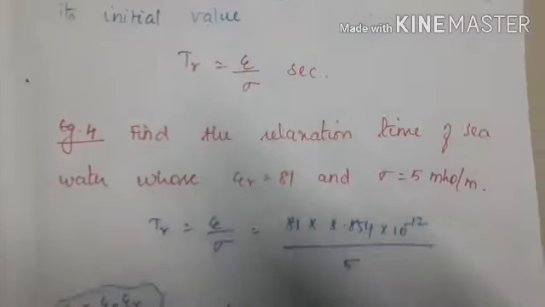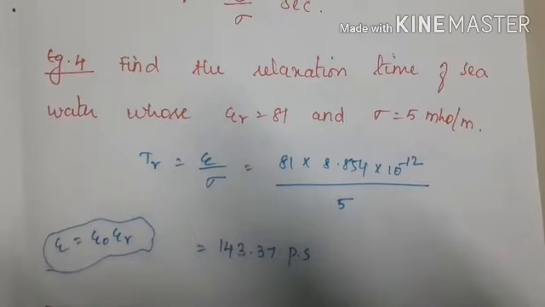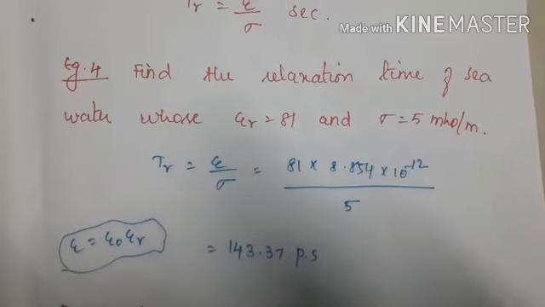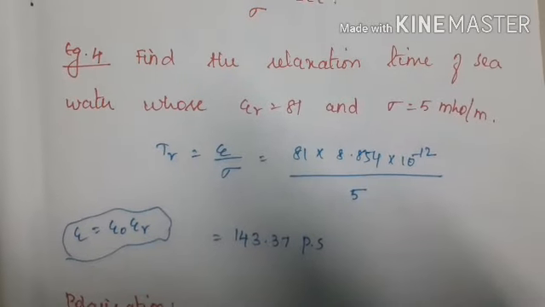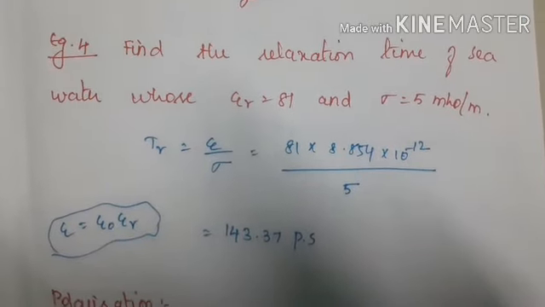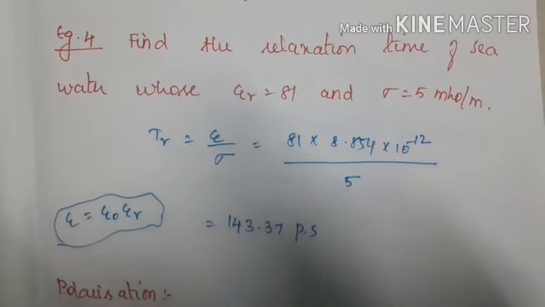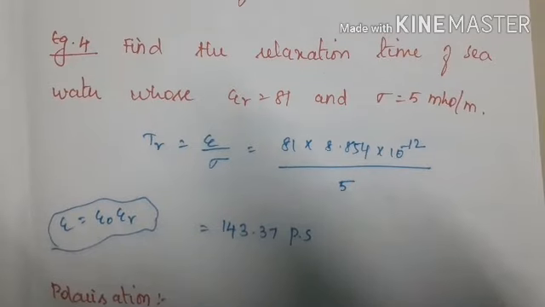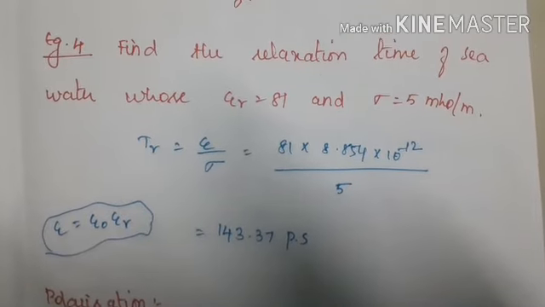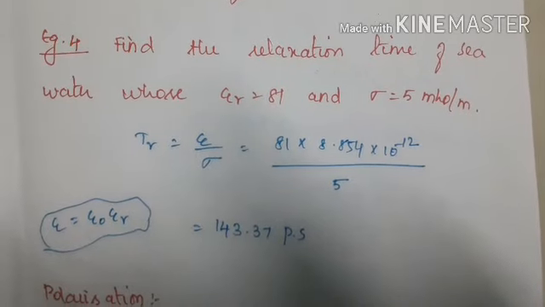Now we will see the problem based on this relaxation time. Find the relaxation time of seawater. They can give you any type of material, and they will give the epsilon r value also, to find the relaxation time of the charge. So find the relaxation time of seawater whose epsilon r is equal to 81 and sigma is equal to 5 mho per meter.